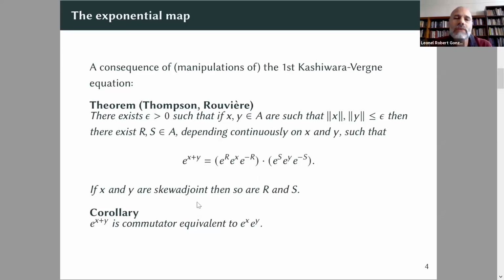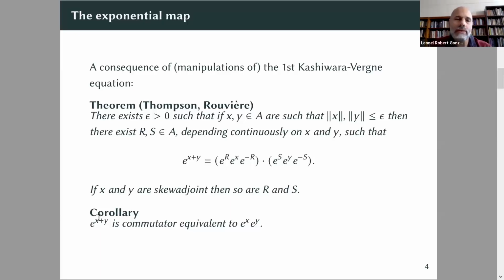Okay. So here, for example, I show a corollary. Let's say I have an exponential of a sum. Then it's always commutator equivalent to the product of the exponentials. Typically, the way this corollary is handled, people use the so-called Trotter formula. But the Trotter formula will give you a limit, so it will tell you that e to the x plus y and e to the x times e to the y differ by something in the closure of the commutators. But this is an improvement in that I get a finite product.